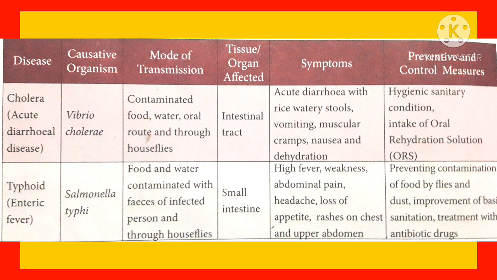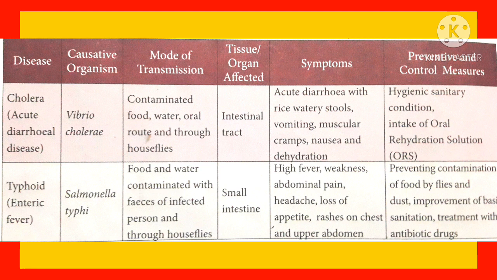Typhoid, enteric fever. Causative organism, Salmonella typhi. Mode of transmission. So how will it enter our body? Through food and water contaminated with feces of an infected person and through houseflies. Okay, so from feces of an infected person as well as houseflies.